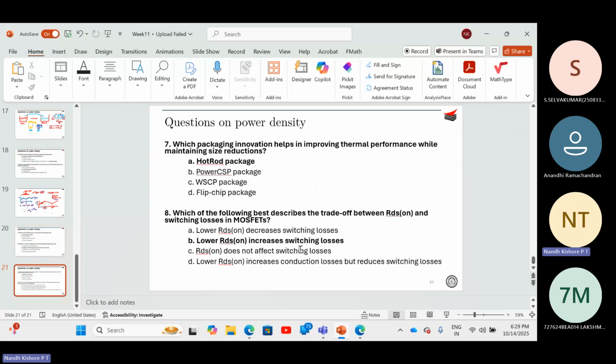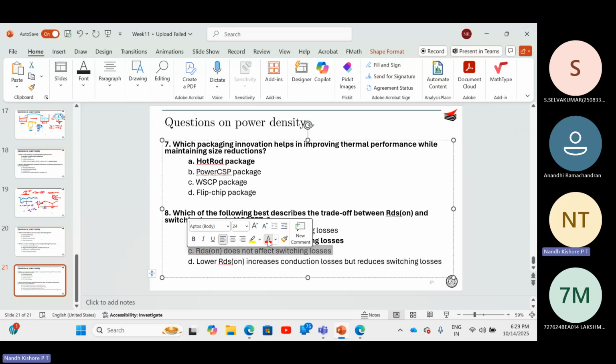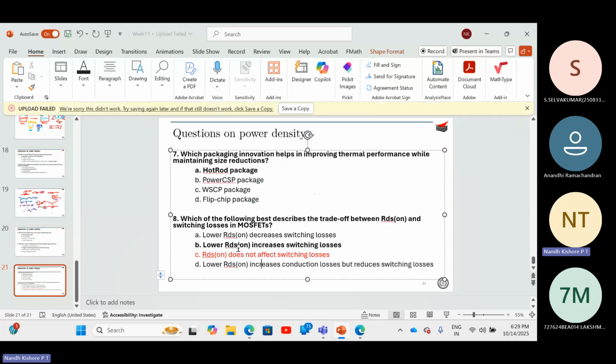But ideally, if you want to ask what the relationship is, there is no such relationship directly between your RDS on and the switching loss. Just as a ballpark figure, we are saying it's answer B. That is, if conduction loss is high, switching loss will be lesser and vice versa. But directly, as such, there is no relation. RDS on does not affect switching loss directly.